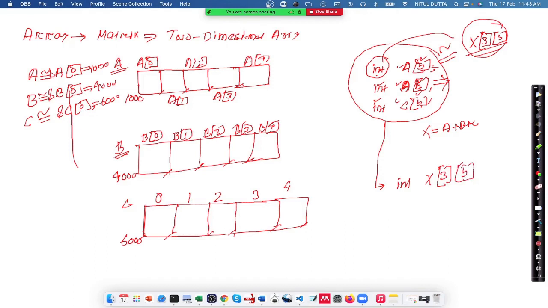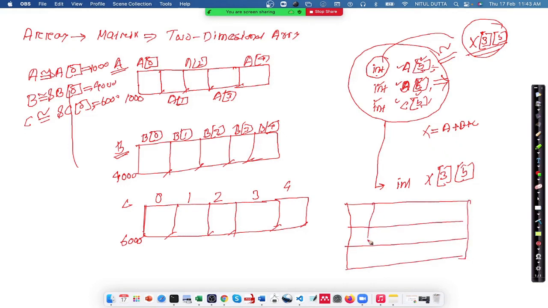If this is the case, then the compiler will reserve certain spaces like this, and 1, 2, 3, 4 and 5. So this 5 means 1, 2, 3, 4, 5, like this. And this is also 0, 1, 2, that is 1, 2, 3. That means this 3 indicates this one.